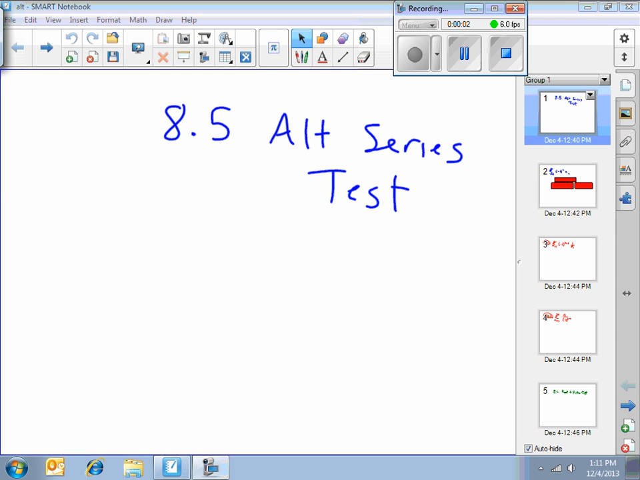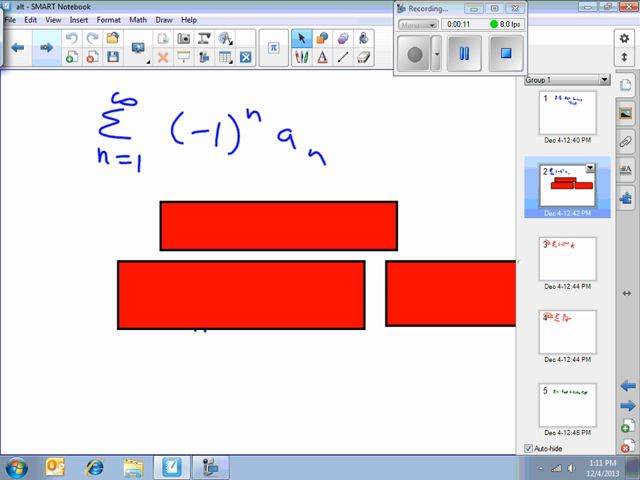All right, today we're looking at 8.5, alternating series test. This one's going to go quick. This is a nice, easy one. What is an alternating series?